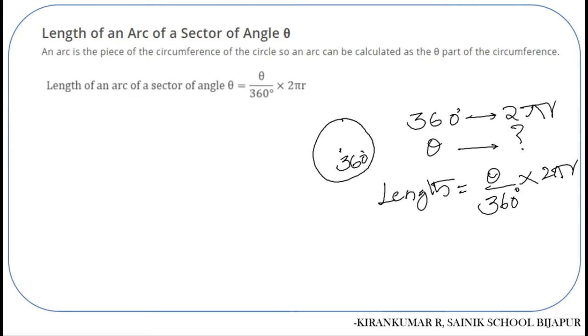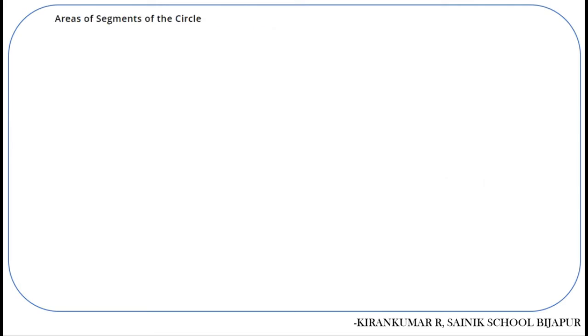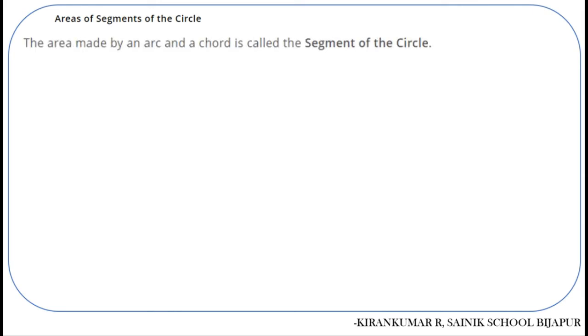Now let us take up segments. Area of segments of the circle. The area made by an arc and a chord is called a segment of a circle. Observe in this figure, arc AXB and the chord AB make a minor segment. This part which is in yellow color is a minor segment.